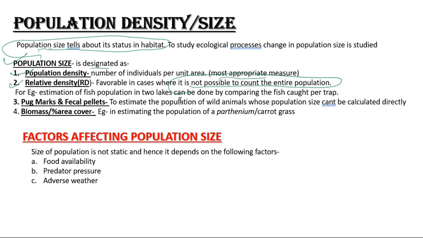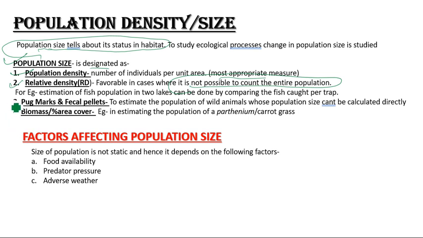As we said, it is not possible for us to calculate the fish population in the whole of river Ganga, okay? So what we will do, we will measure it by fish caught per trap. Suppose we find that after 20 fish traps, the amount of fish we get is 100. So we will assume that 100 is the density of fish, or the population of fish in that area, river or lake. Clear? So this is what relative density means.